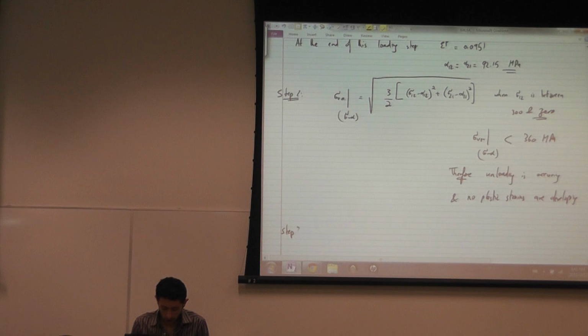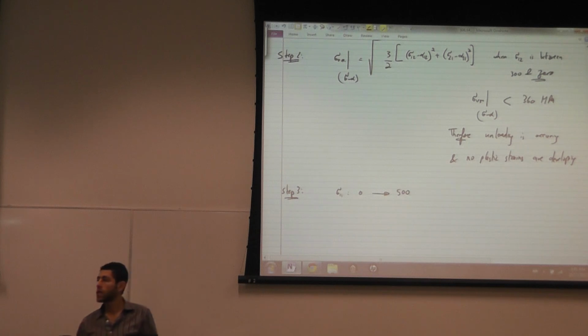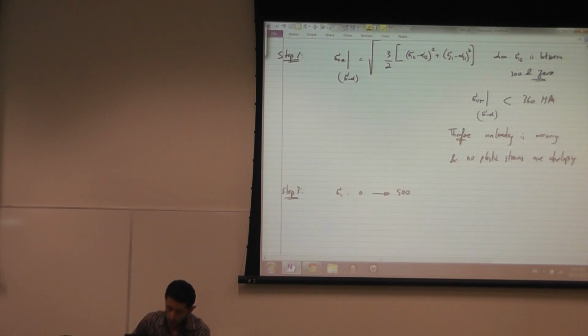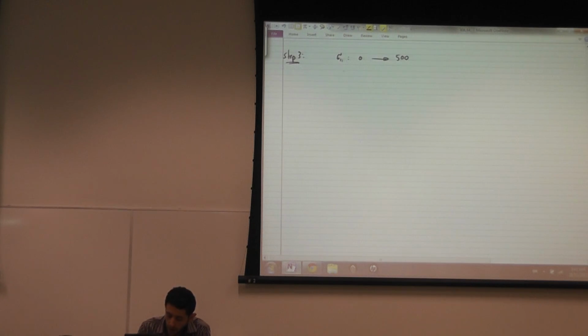Step 3. Sigma 1 increases from 0 to 500. I want to find when will I hit the yield surface. I will hit the yield surface when sigma minus alpha equals 360. Now, I know already that alpha 1, 2 has not changed. It's equal to alpha 2, 1. It's equal to 92.15. So yield will happen when sigma minus alpha, minus 360, which is the sigma yield alpha, is equal to 0.